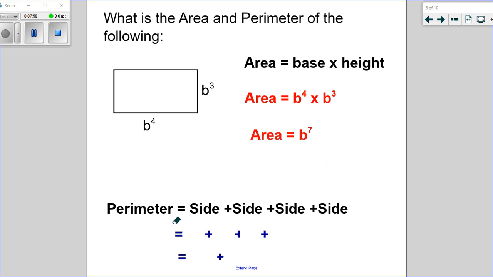For the perimeter, if they ask you to add up your sides, you have b to the 4th plus b to the 3rd plus b to the 3rd plus b to the 4th. So when we're adding those, we have 2b to the 3rds plus 2b to the 4ths.